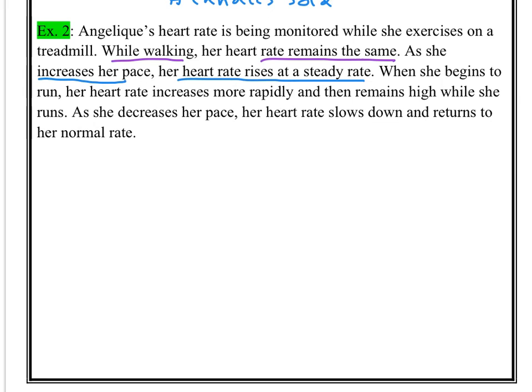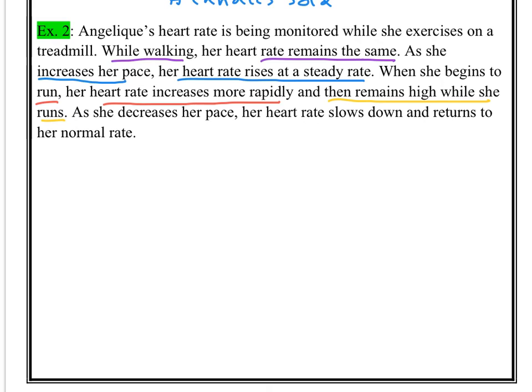Then when she begins to run, let me change colors. So running, her heart rate is going to increase more rapidly. So it's still going to go up. It's going to go up at a steeper climb. And then it remains high while she runs. So you're going to have another constant right there. So she starts running, her heart rate increases rapidly, and it stays at that constant amount until she stops running.